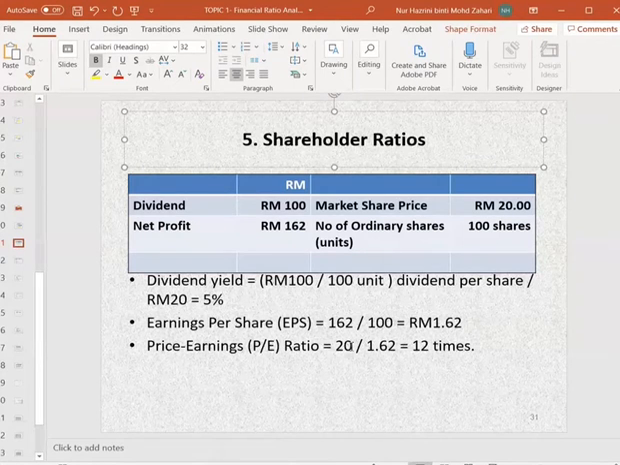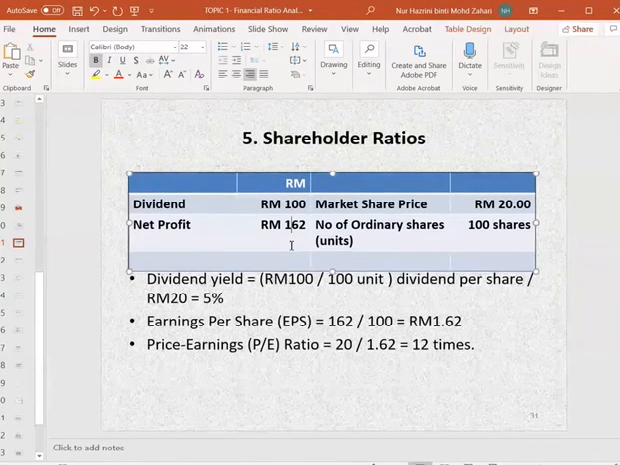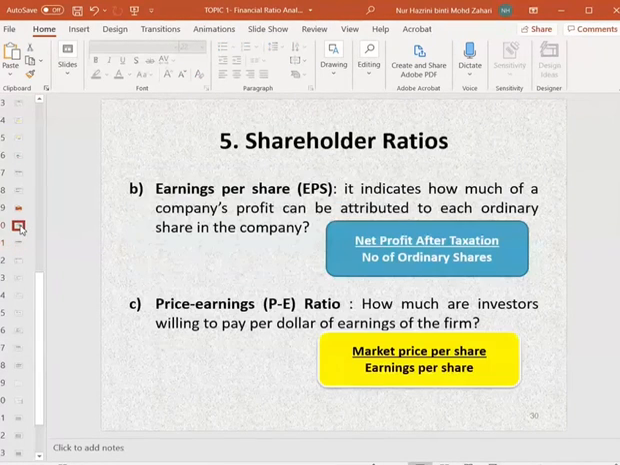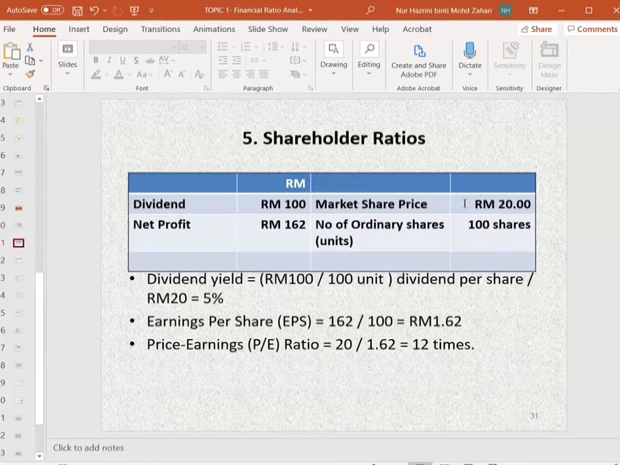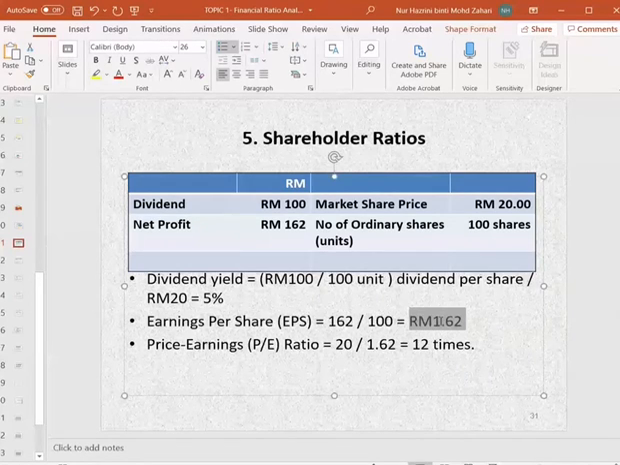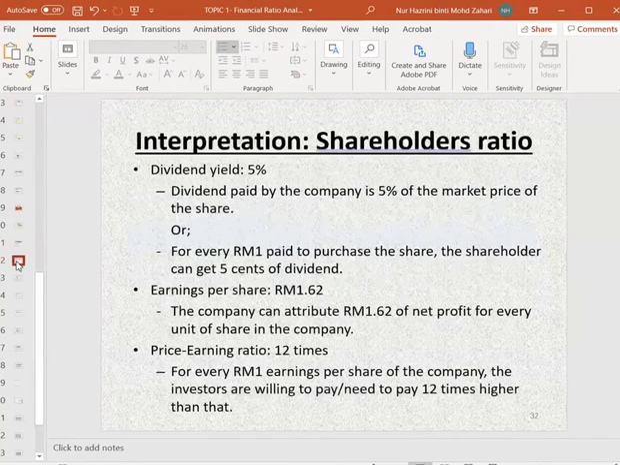For earnings per share, we take the net profit and divide with number of shares. So we get 1 ringgit 62. And for price earnings ratio, what is the formula just now? Forgot already. Market price per share over earnings per share. Your market price is 20 ringgit, so divide by your earnings per share that you get here. So it's 12 times. Okay, so let's see how we read this one.